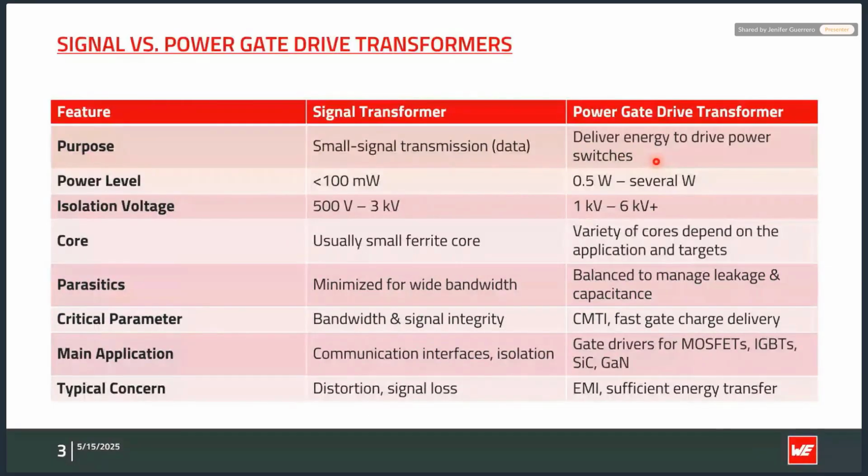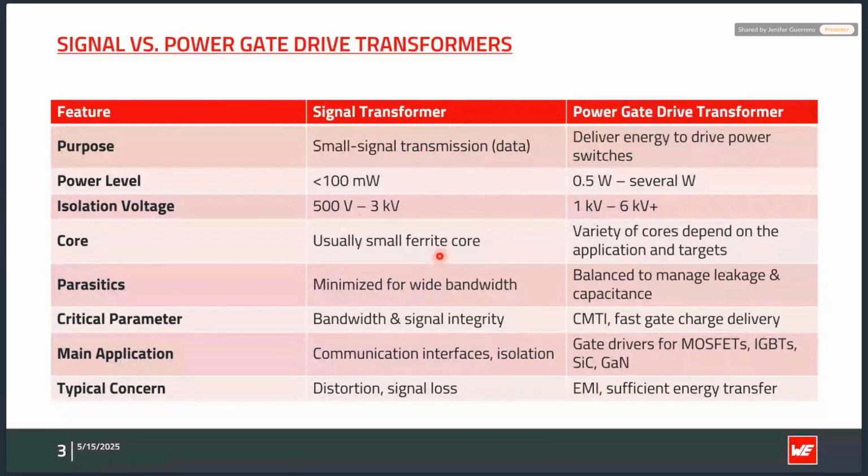It depends on the application that we're currently using, because there are stricter standards that we have to comply with. We have to have higher reinforced isolation designs, so it's a must. Now, if we want to talk a little bit differently about the core, obviously it's also going to vary depending on the application, also for the signal, but we can often generalize for the signal transformer.